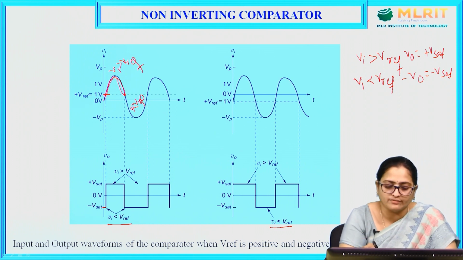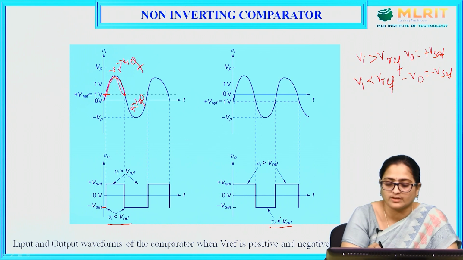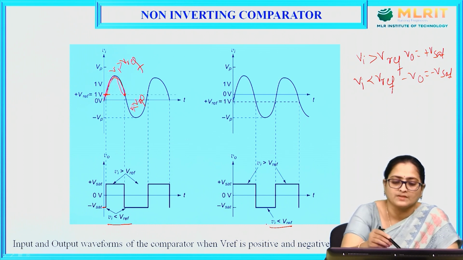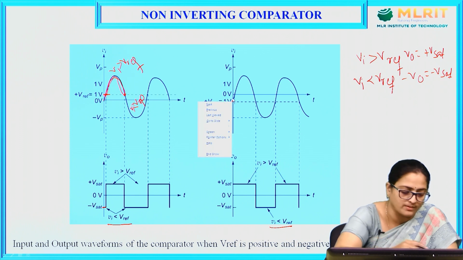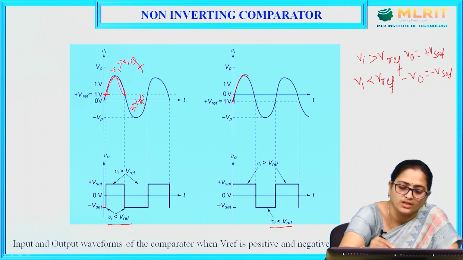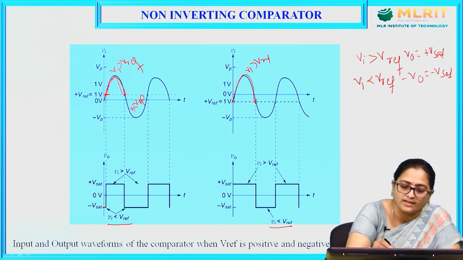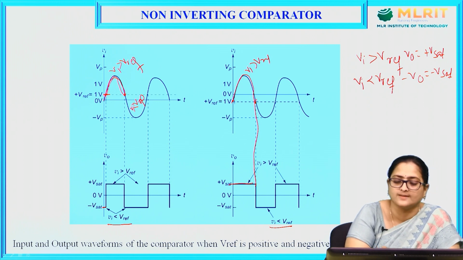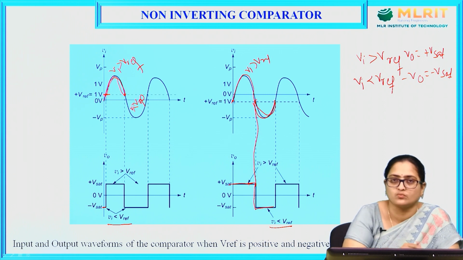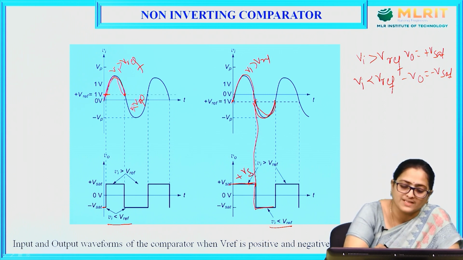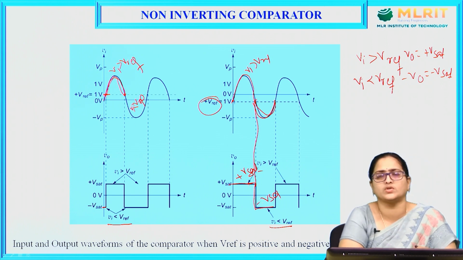Now, when V reference is negative, what happens? Here, Vi is greater than V reference from this point to this point, so the output is plus Vsat till this point. From here, Vi is less than V reference and the output immediately goes to minus Vsat. It is switching between plus Vsat and minus Vsat depending upon the input voltage and also the reference voltage.